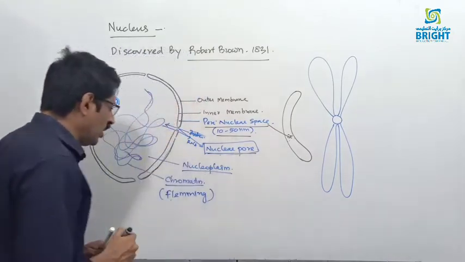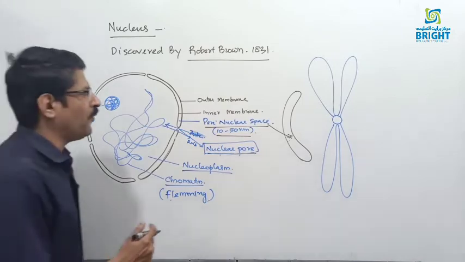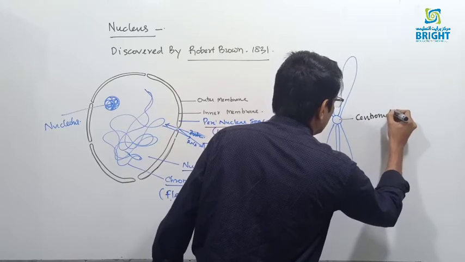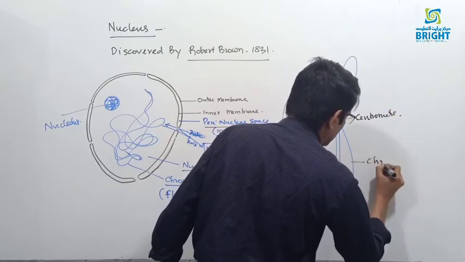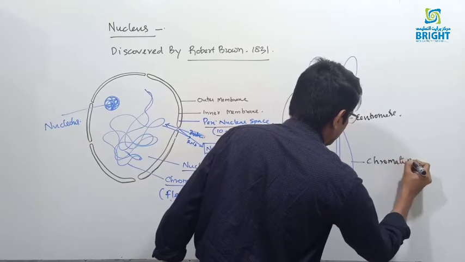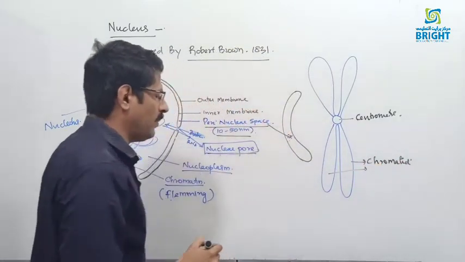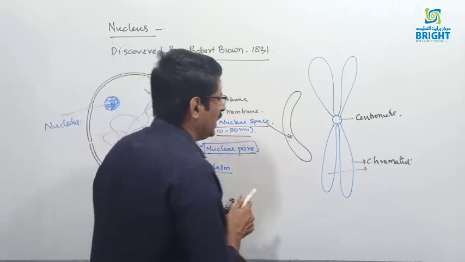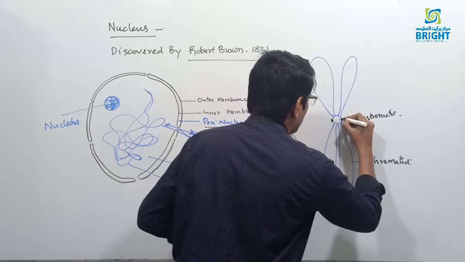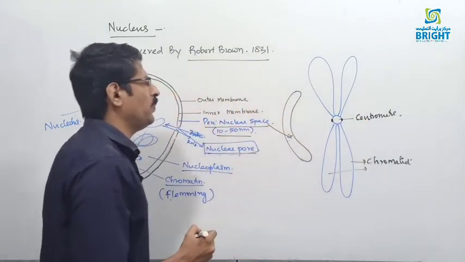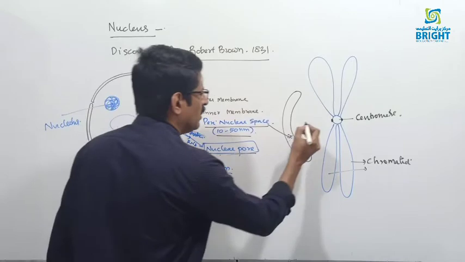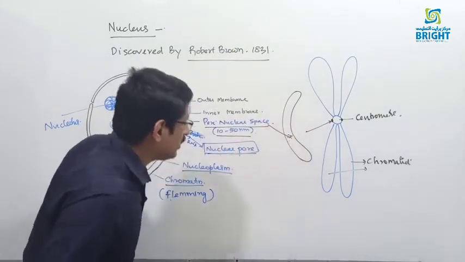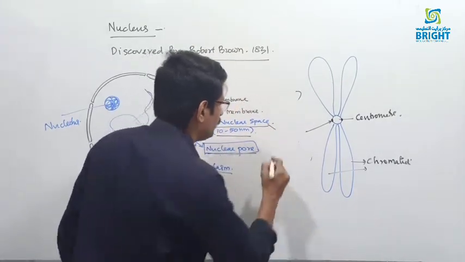So chromatin condenses during cellular division to form a specified chromosome, and there is a centromere and two chromatids. These are the two sister chromatids. In the centromere, there is a proteinaceous discoid region, and it is a site of attachment for the spindle fiber or microtubule during cell division. This site of attachment of microtubule is called the kinetochore.